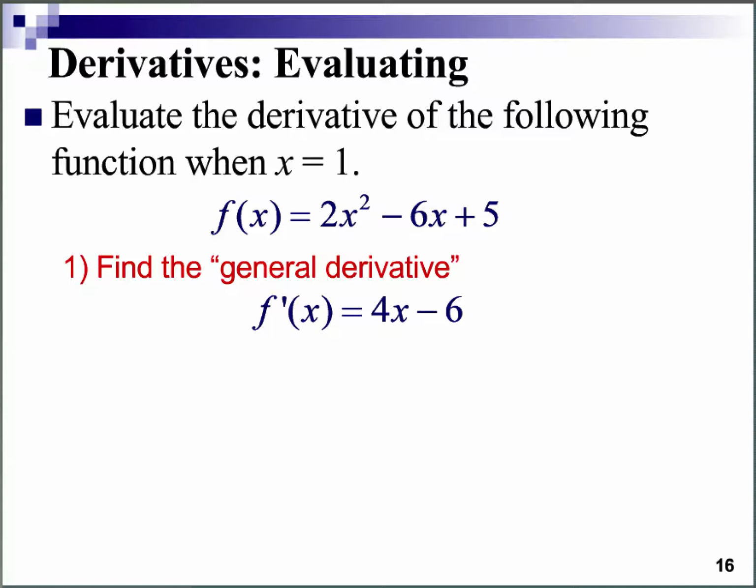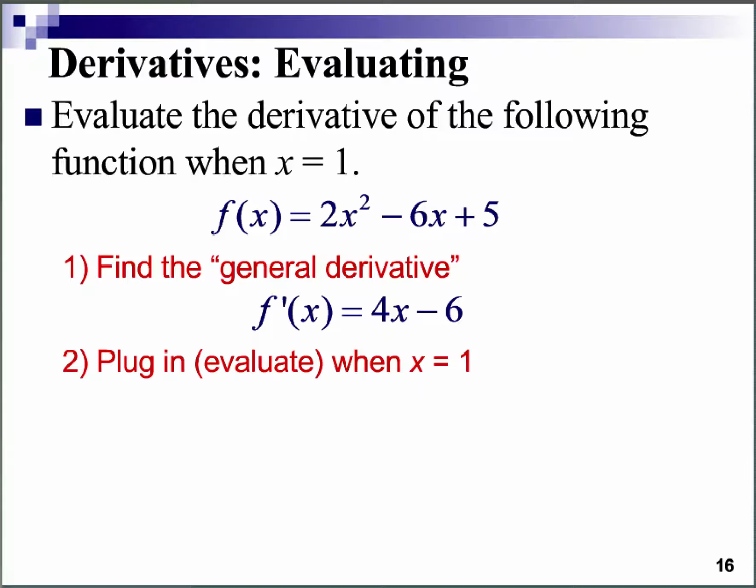So the 4 is coming from the 2 times 2 on the first term. X is raised to the first power because we reduced the power by 1. Negative 6x is like a line with slope equal to negative 6. So the slope of negative 6x is negative 6. And the slope of 5, because it's a constant, is 0. So this is what we call the general derivative, f prime. Now this tells me everything I need to know about how f, the original function, is changing. We'll see how in a minute. So that's the first step, find the general derivative.